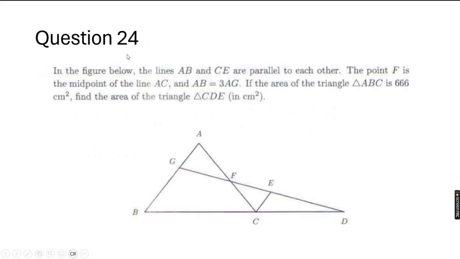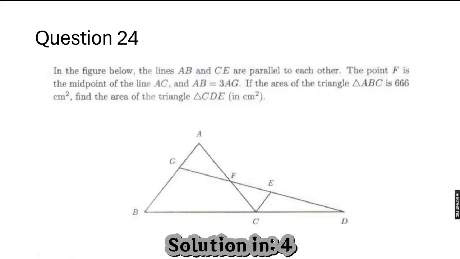So next question, question 34. In the figure below, the lines AB and CE are parallel to each other, and the point F is the midpoint of the line AC, and BG equals 2AG. If the area of triangle ABC is 666 cm squared, find the area of triangle CDE in cm squared. So as usual, please pause the video for a while before resuming it.